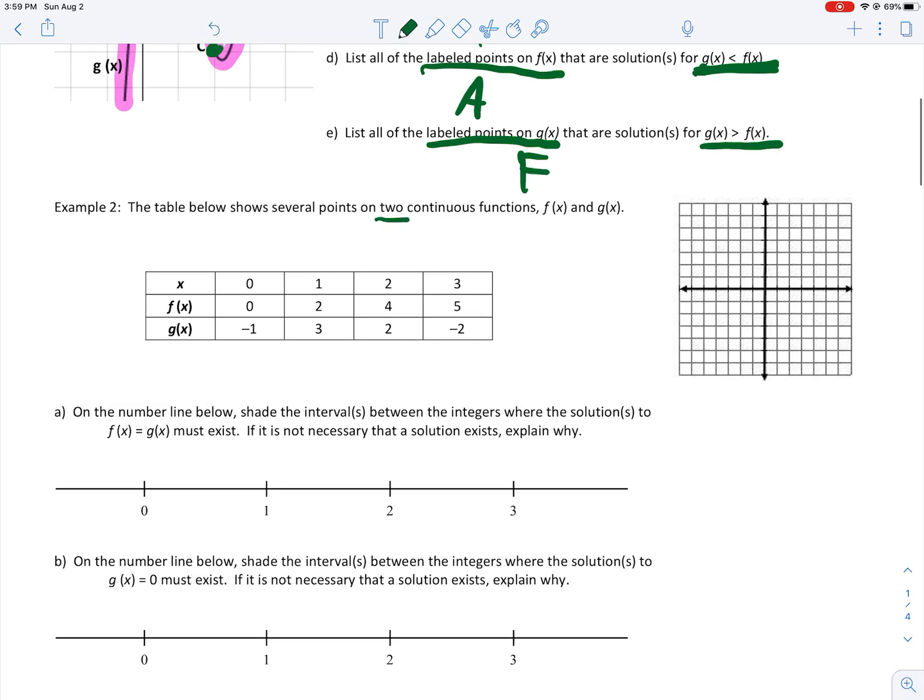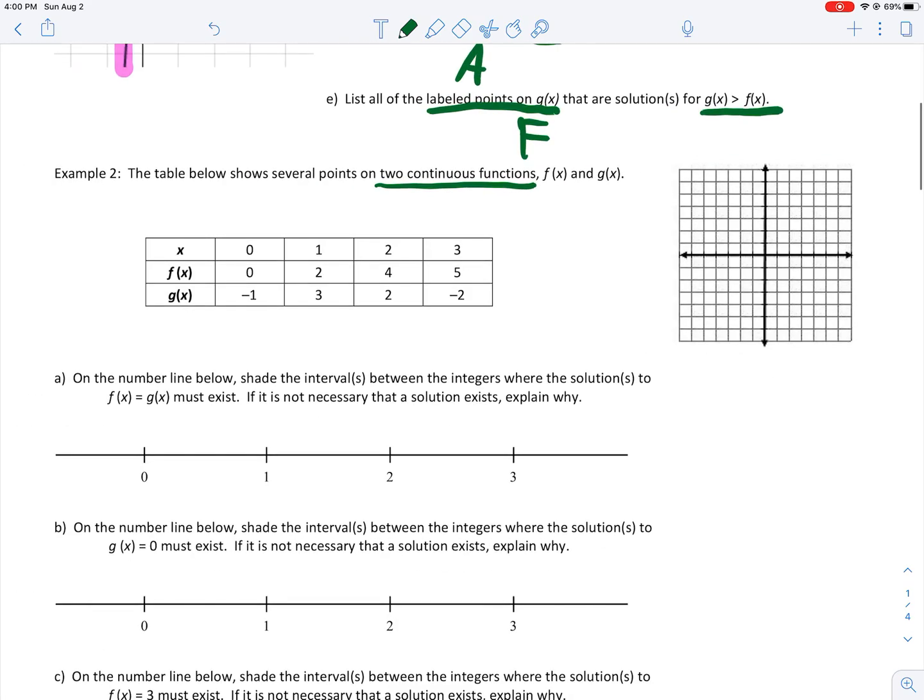Okay, so example 2. Now I have 2 functions. I know that they are continuous. That means there are no breaks. I don't know what happens before the points are given and after, but I know from the points I'm given that it's going to be nice and continuous. I don't know what type of curve it's going to be, but it's going to be continuous. There are no breaks. Okay, so we're going to plot these points.